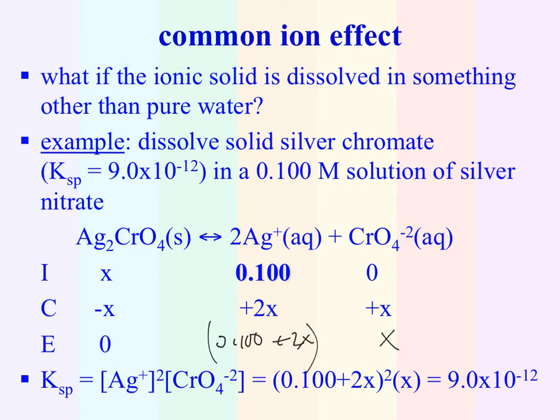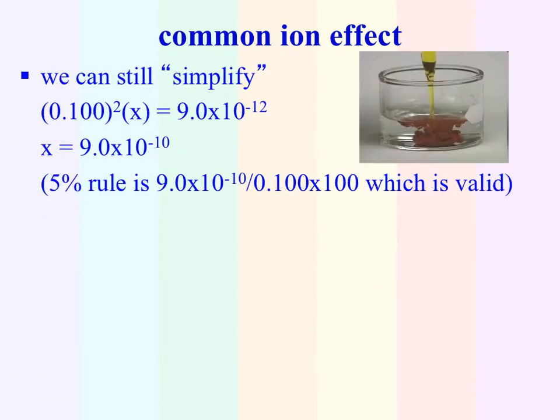Okay, so we look at our Ksp expression, and basically that occurs as follows: we have our silver ion squared times our chromate ion. We plug in our equilibrium concentration values, and we set that all equal to our Ksp value that's been provided. Now what we need to do is solve for x. We could go the long way and FOIL out all those values and solve for x, or we can check if we can do the simplification procedure.